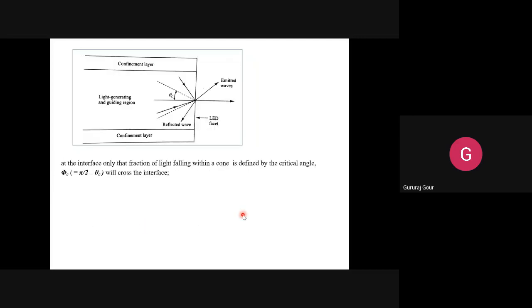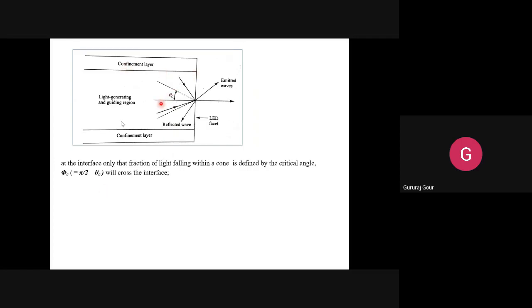Out of this, how many of them are actual? Because, as we just quoted, we know that only those rays falling within the cone angle governed by the critical angle are allowed to emit. So let us see how to find that out. This one is important.